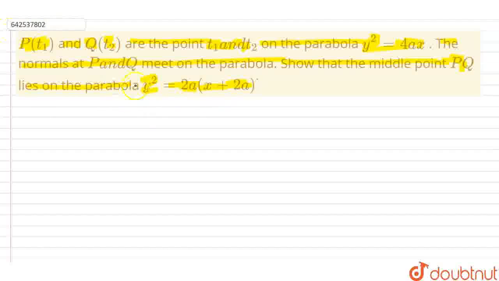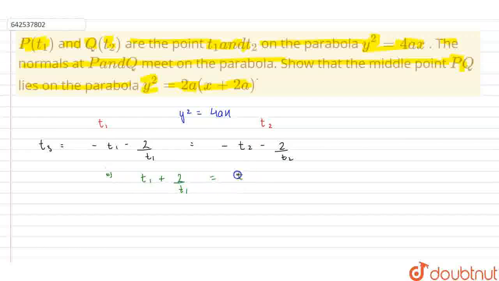So in the parabola y² = 4ax, if we draw normals at two points t1 and t2 and they meet at t3, therefore we can say that t3 equals minus t1 minus 2 upon t1. This will also be equal to minus t2 minus 2 upon t2. So from this we get that t1 plus 2 upon t1 is equal to t2 plus 2 upon t2.